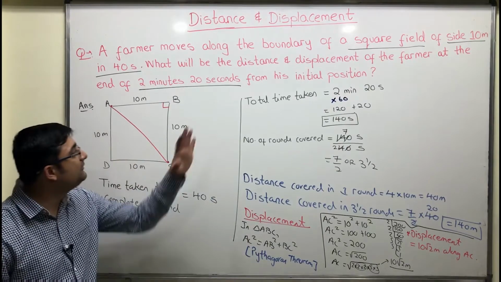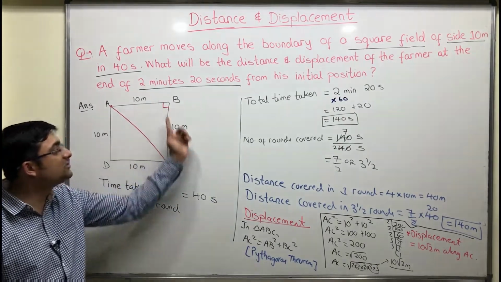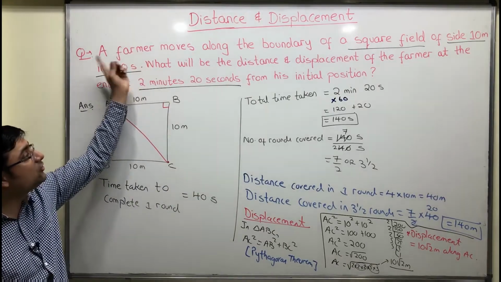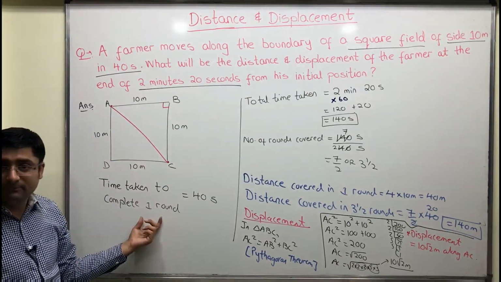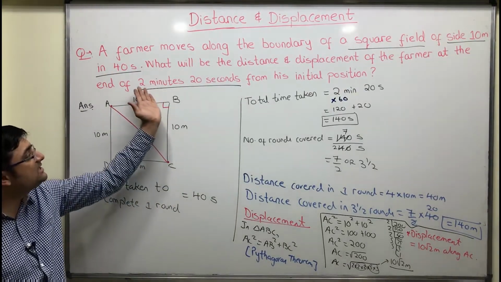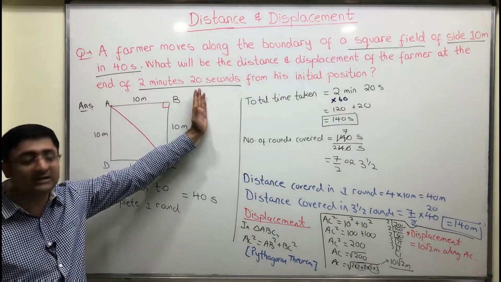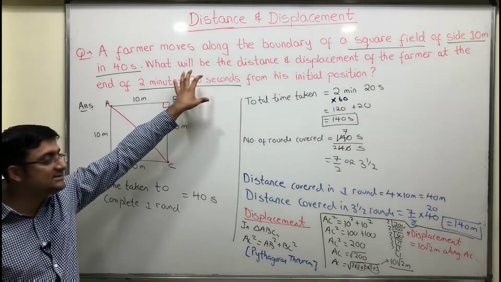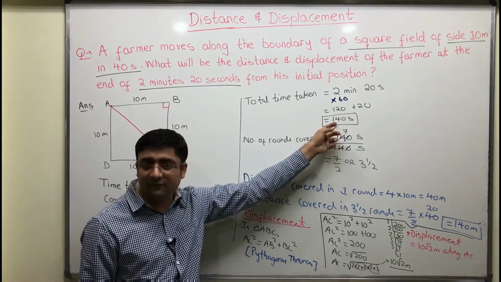So let me do a recap. First step is draw your figure. We're given a square field of side 10 meters, label it. Now we're given the time taken to complete one round is 40 seconds. Mention it. We are asked distance and displacement at the end of 2 minutes and 20 seconds. Because we're given this value in minutes and seconds, convert it purely into seconds. So total time taken is 140 seconds.